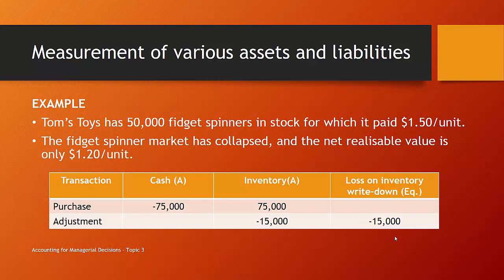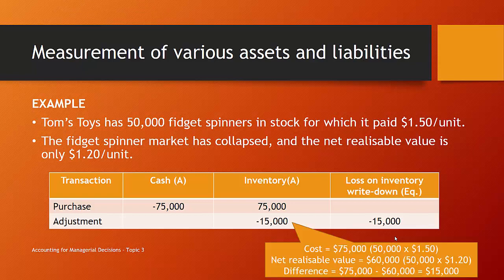So the purchase would be $75 down in cash and $75 up in inventory. This reflects the purchase of those fidget spinners and putting them into stock. The adjustment is an inventory decline of $15,000 and a loss on write-down, which is obviously going to be a negative thing, which then negatively impacts equity.